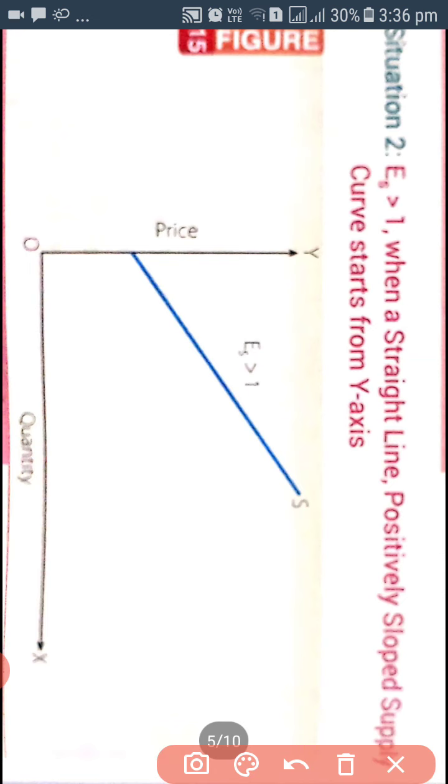Situation number 2. In situation number 2, we can see that the supply curve starts from the y-axis. So it is ES more than 1. The situation in which elasticity of supply is more than 1, when a straight line positively sloped supply curve starts from the y-axis. It is also called highly elastic supply.